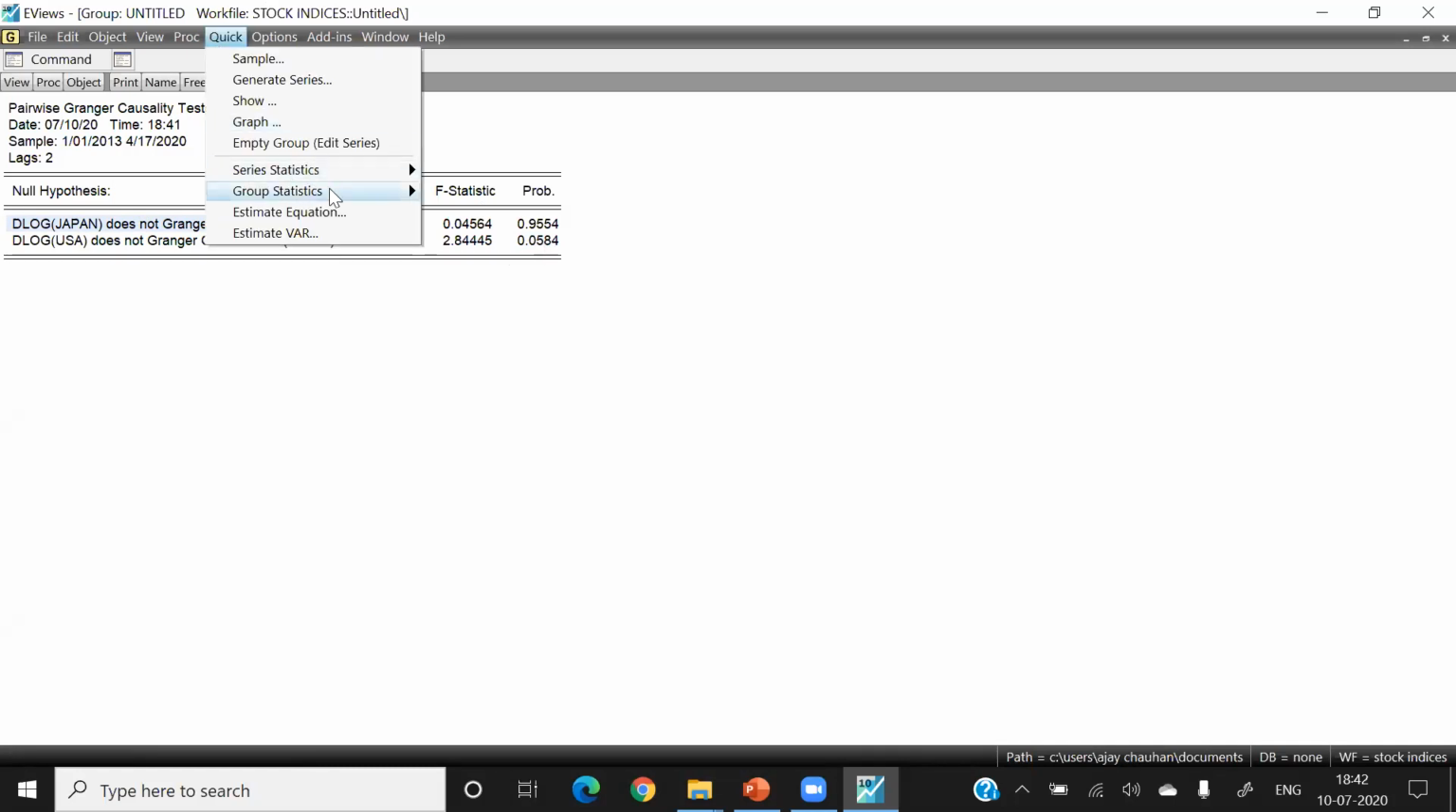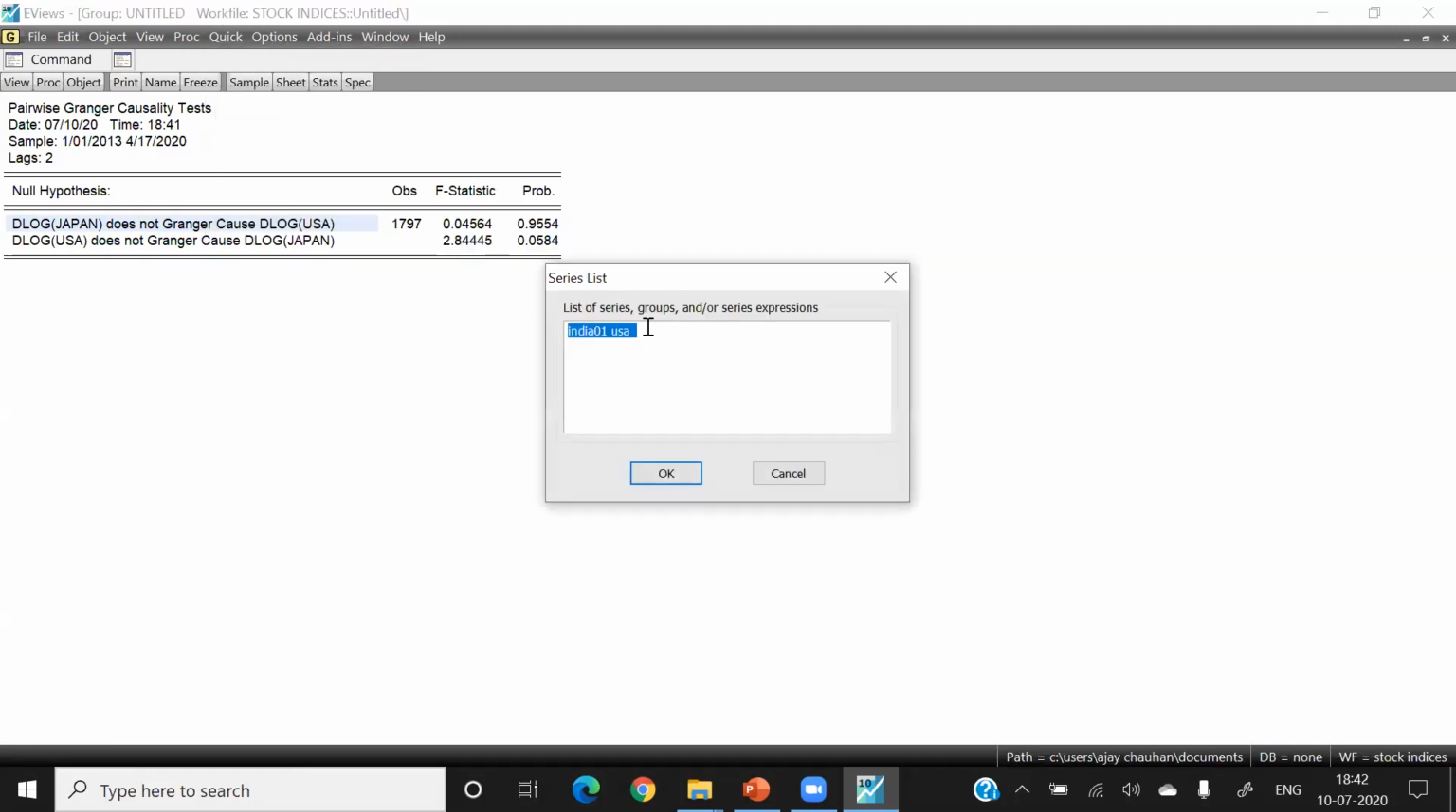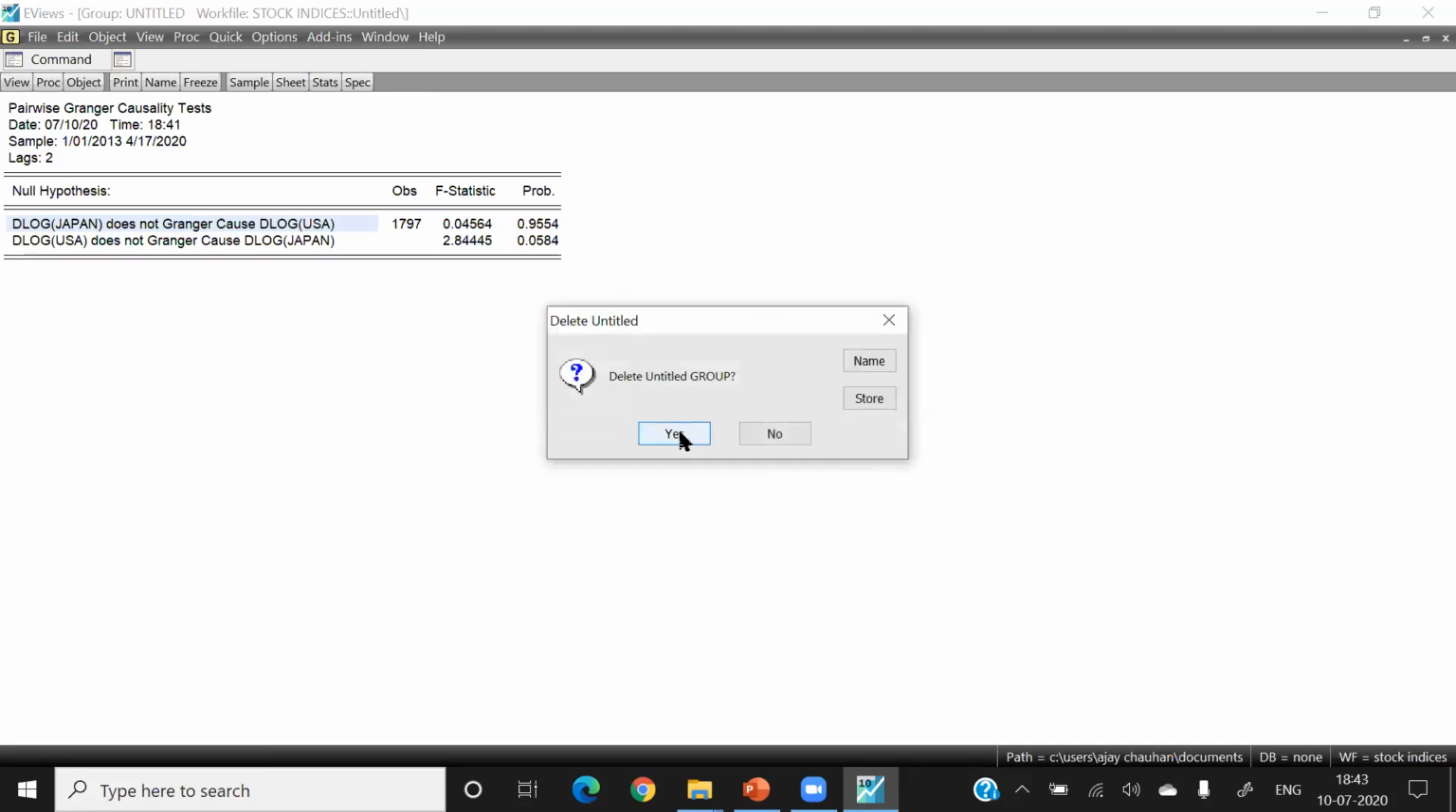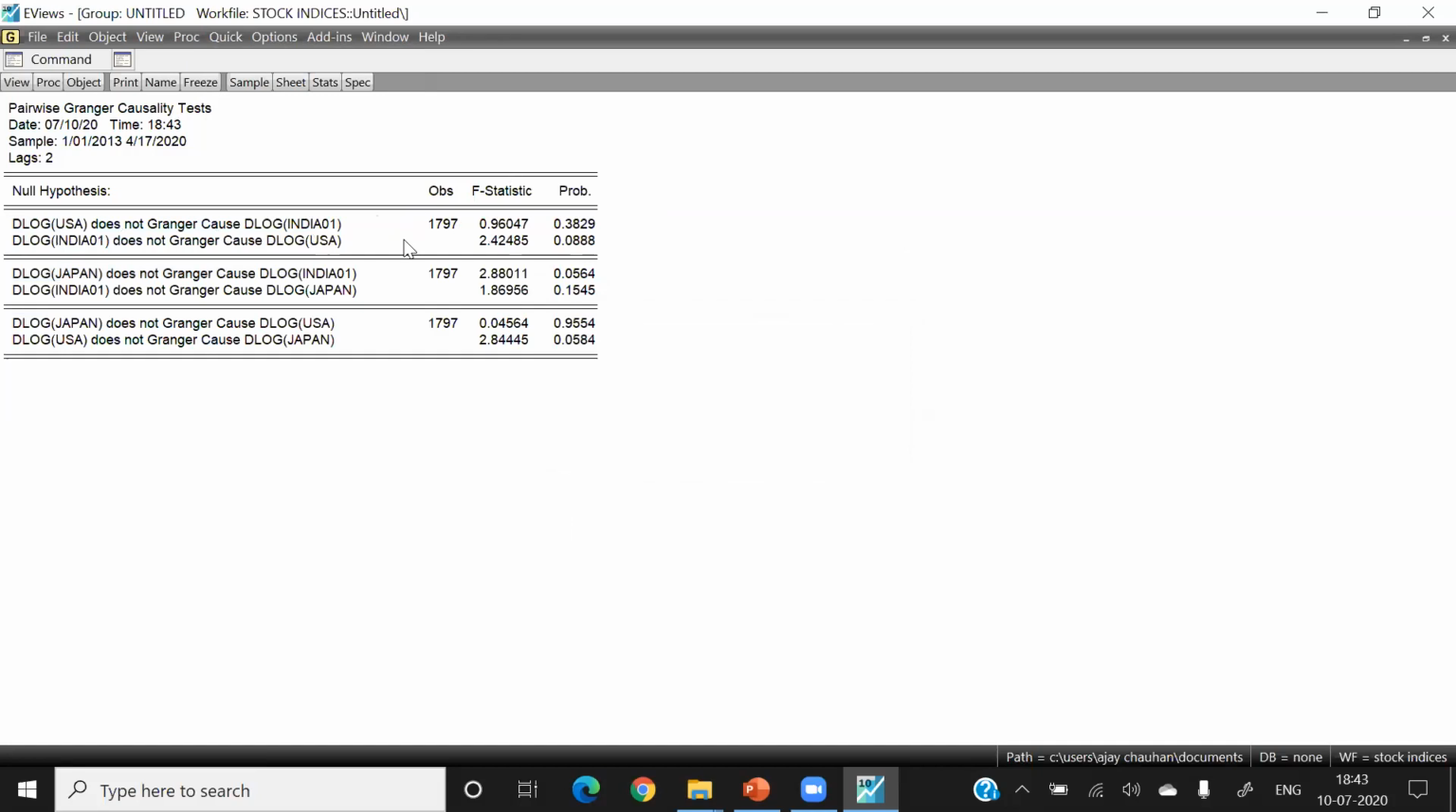Let me now take many series, because you can take 3 series suppose. Now I am taking 3 series to show you what will happen if I apply the Granger causality between the 3 financial time series. D log, okay, D log Japanese market. And let's do it at lag 2. Okay, so this is the result.